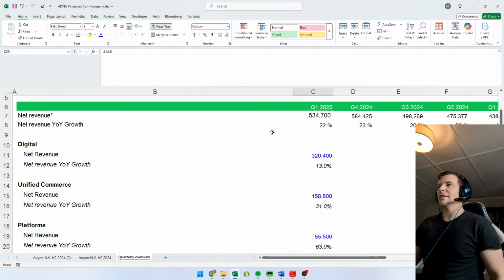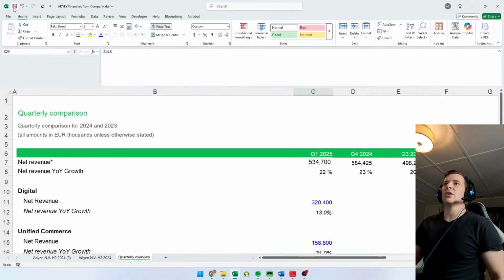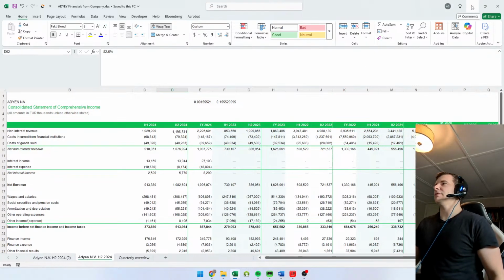All right, that concludes the quarterly update here. I will include these financials as well. Probably make the Substack post this evening, hopefully.